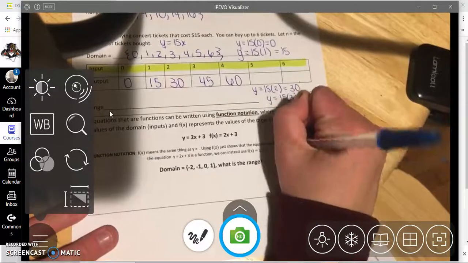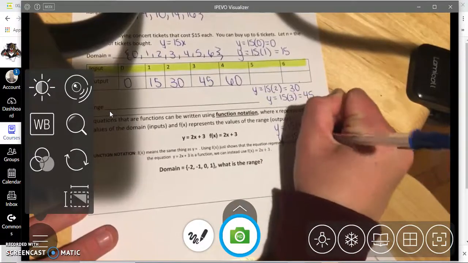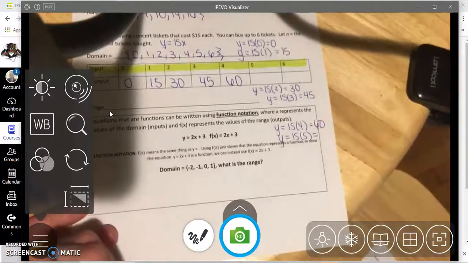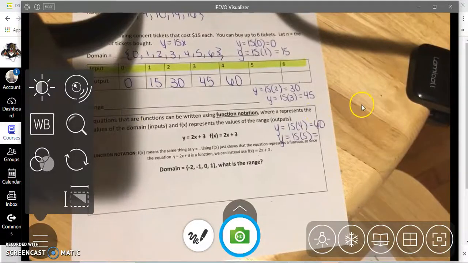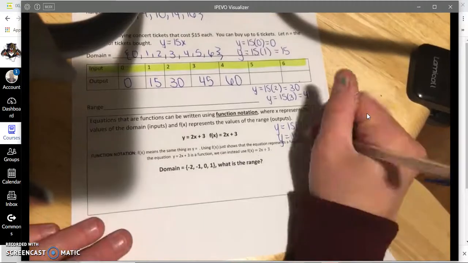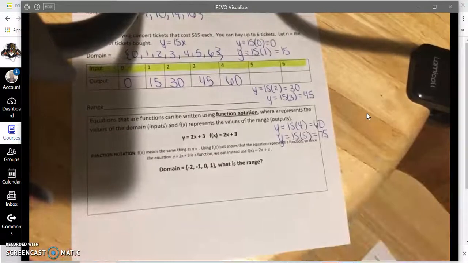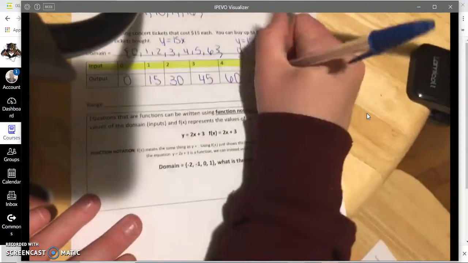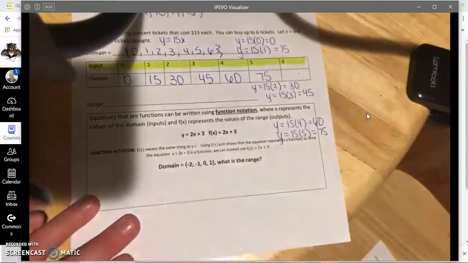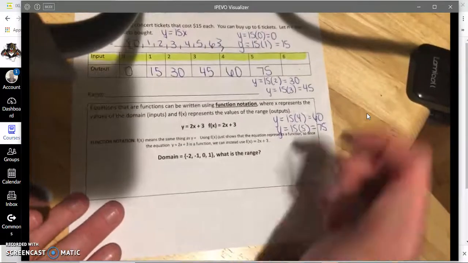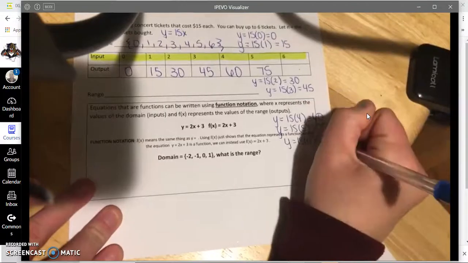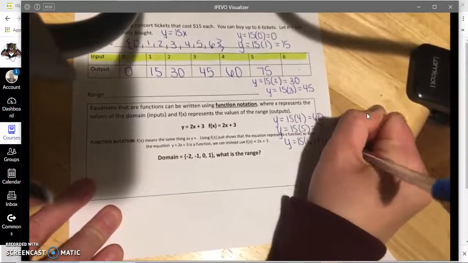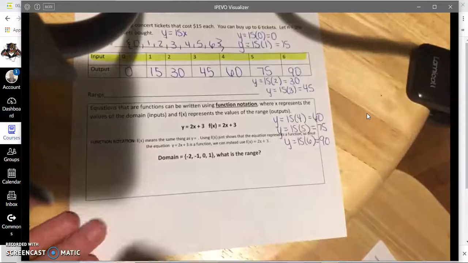Now we need to plug in 5. Y equals 15 times 5. 15 times 5 is 75. And I should have done that earlier. Again, I'm not tech savvy. I apologize. So 5 tickets are going to cost you $75. And if 6 people go, you get 90. So it would cost you $90.